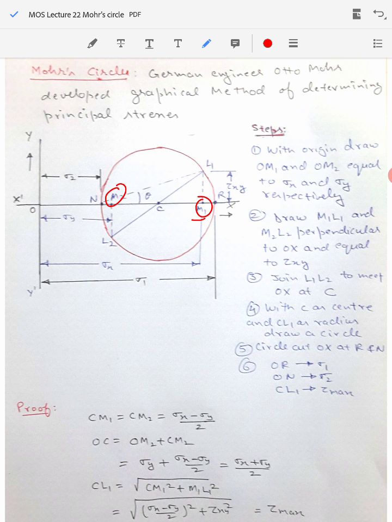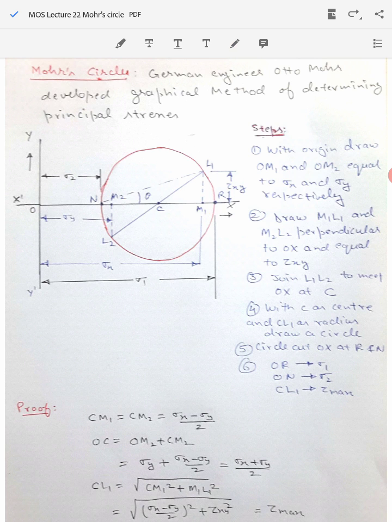So what we have done, we have taken the x-axis. On the x-axis we have marked the points M1 and M2, which correspond to the values of sigma x and sigma y respectively. From points M1 and M2 we have drawn verticals to the x-axis, which are L1 M1 and L2 M2, and the length of L1 M1 should be equal to tau xy, and L2 M2 should also be equal to tau xy. So L1 M1 is above the x-axis and L2 M2 is below the x-axis as shown in this figure. After doing this, we will join the points L1 and L2.